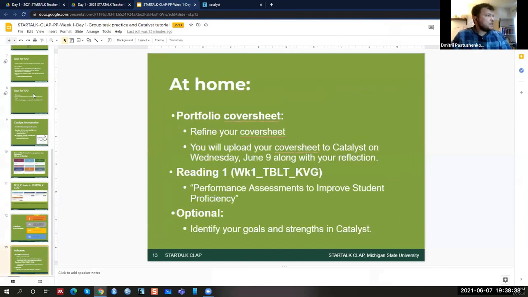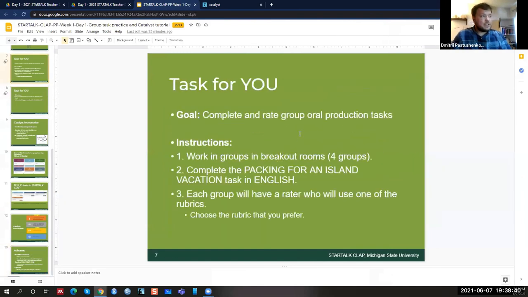I'm going to divide you into breakout sessions. Sorry, my English, it's been a long day. I'm going to divide you into groups, and each group will have a rater. One rater, and there's some freedom for you. You can choose any rubric that you want, the big one with the pronunciation or the second one, the task rubric. So pick one rubric and work in your groups.